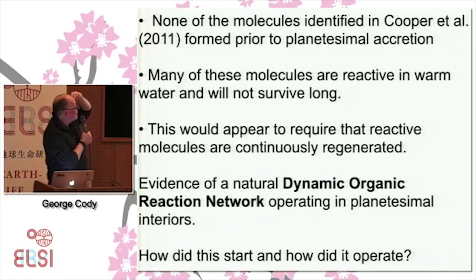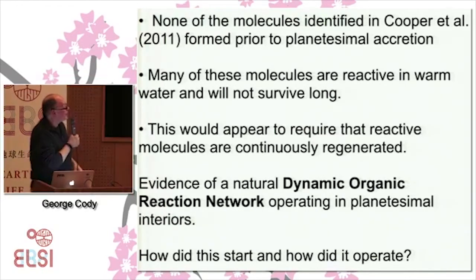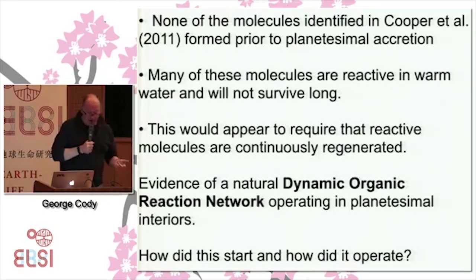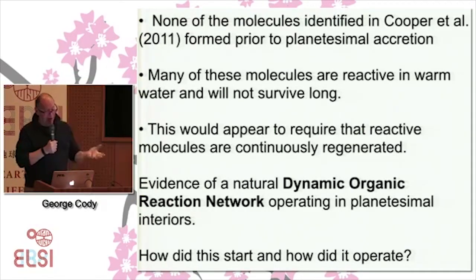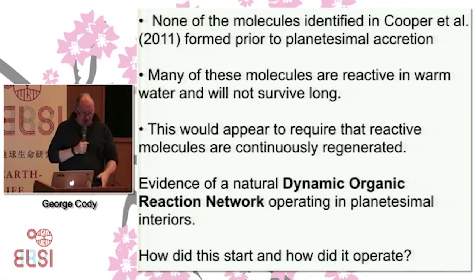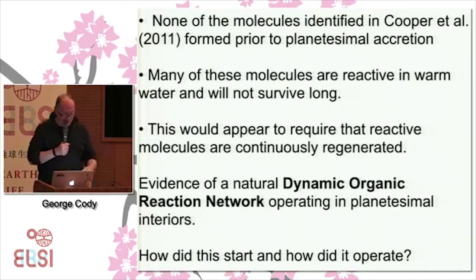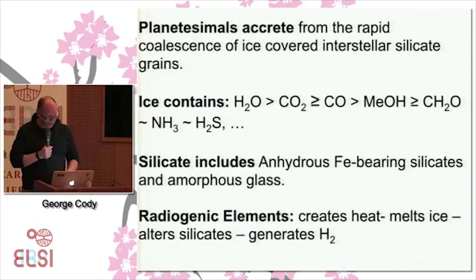So it would require, in my view, that the only way you could find these things in a meteorite is if they were continuously regenerated. And so, in essence, George Cooper detected the core evidence we were hoping to find and probably try to do in the laboratory of a natural dynamic organic reaction operating in planetesimal interiors. So it raises the question, how did this start and how did it operate?